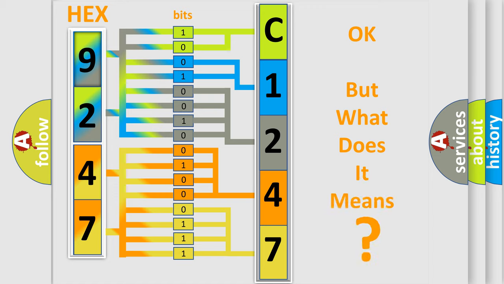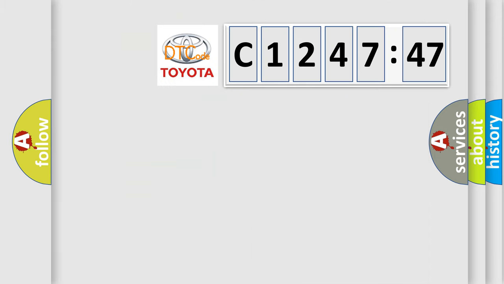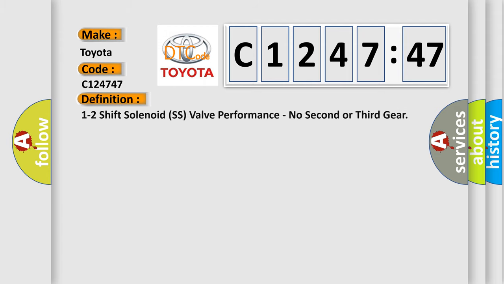The number itself does not make sense to us if we cannot assign information to what it actually expresses. So, what does the Diagnostic Trouble Code C1247-47 interpret specifically for Toyota car manufacturers? The basic definition is 1-2 shift solenoid SS valve performance, no second or third gear. And now this is a short description of this DTC code.